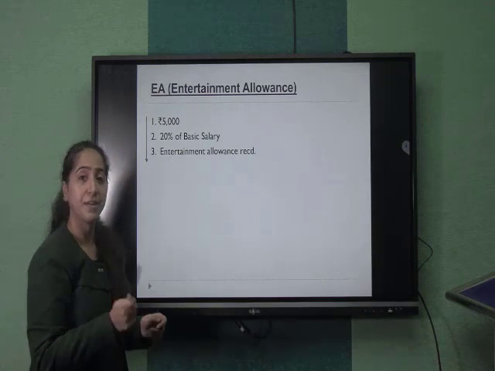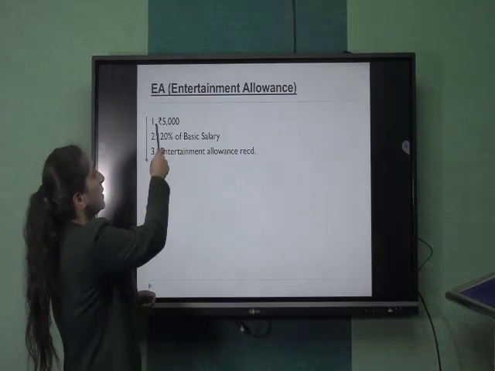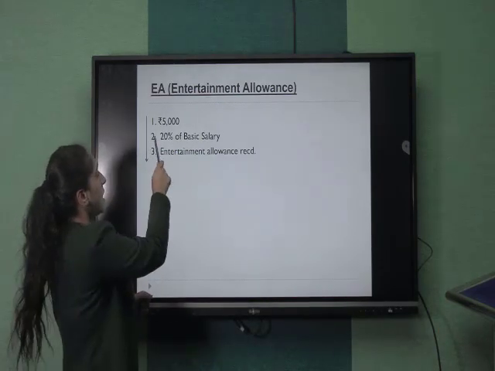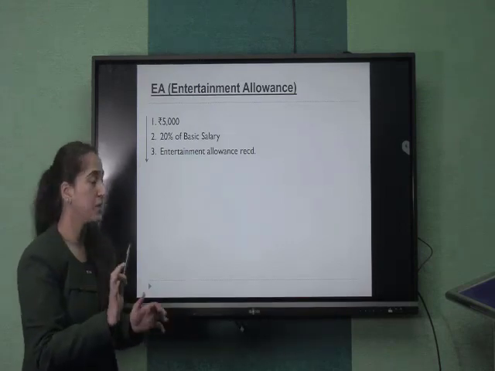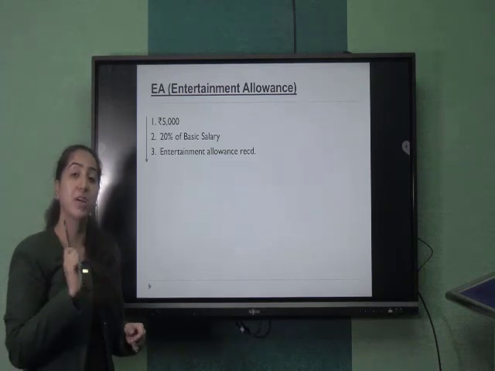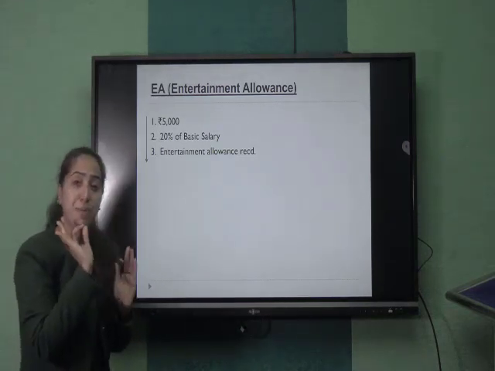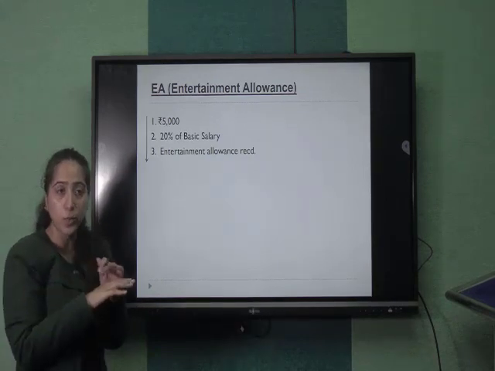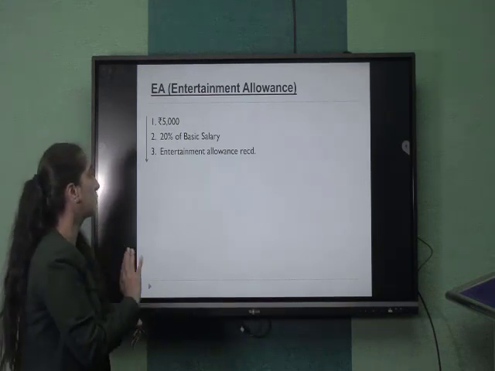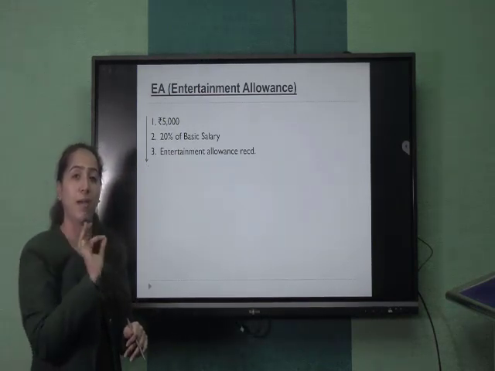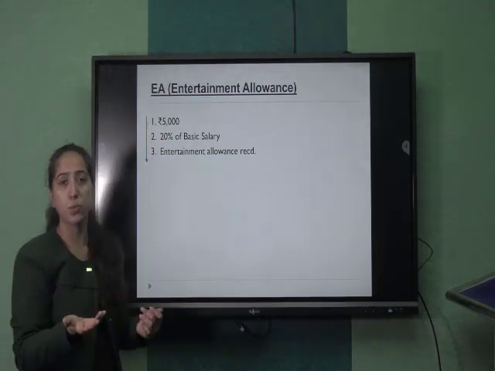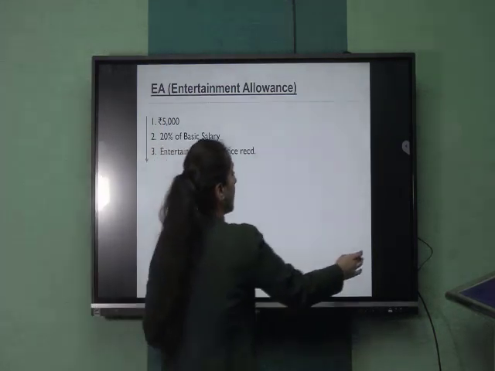In order to calculate the amount of deduction in the case of entertainment allowance, these three figures have to be calculated. First is 5,000, which is a flat amount. Second is 20% of basic salary. Here basic salary will only be considered; we are not going to add any DA or any commission. Just 1/5 of basic salary needs to be calculated. Third figure would be actual entertainment allowance received. We will calculate these three figures, and whichever is the minimum will be the amount of deduction.